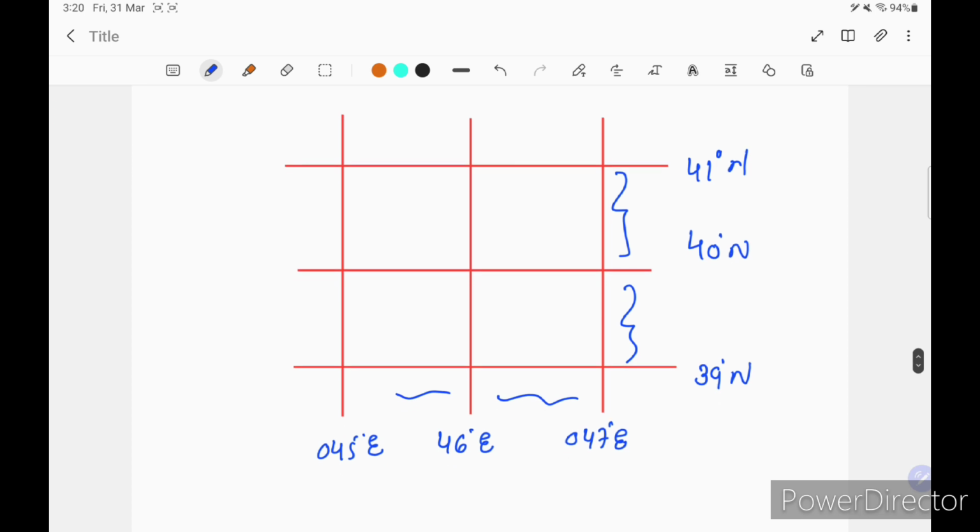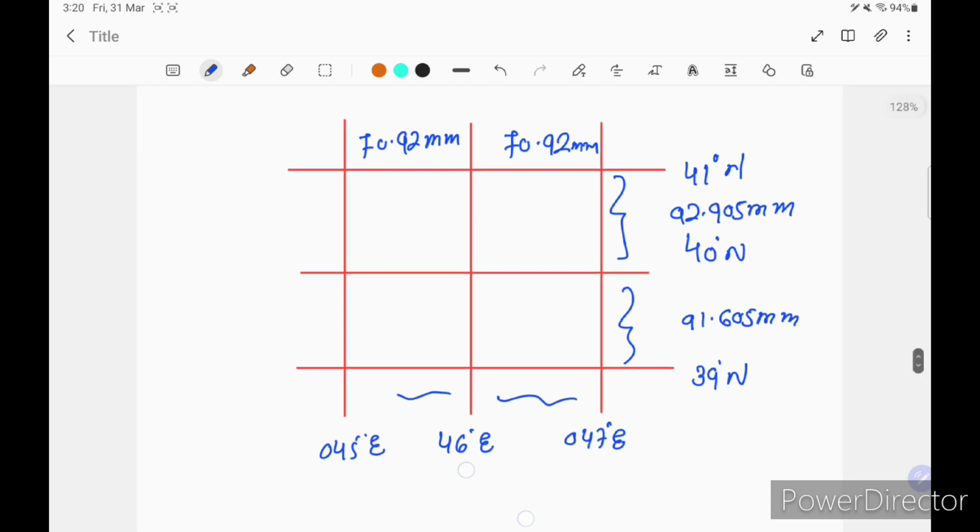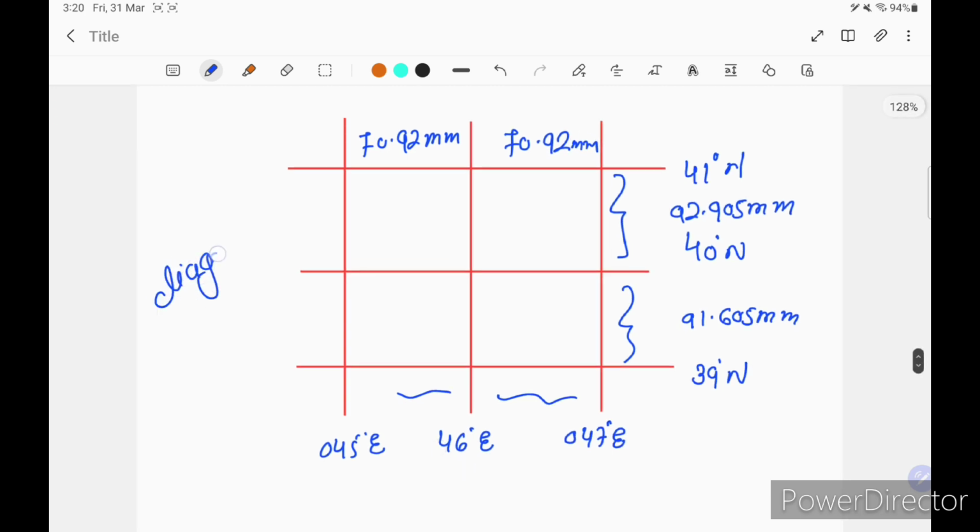3.55. Okay, so either you can write 3.55 cm, but I tell you to write in mm. So the difference between these latitudes is 92.905 mm, 91.605 mm, and the longitude is 70.92 mm. So this is the diagram.